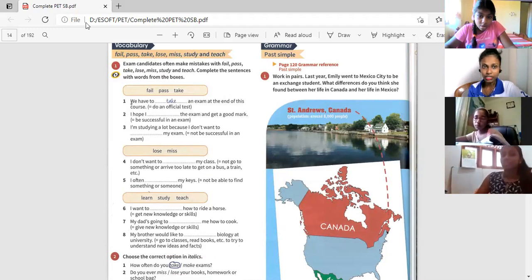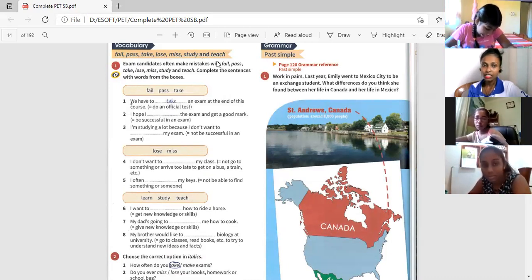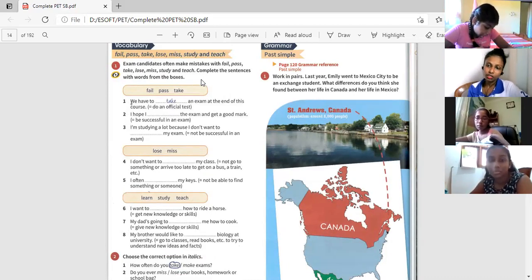The vocabulary part: fail, pass, take, lose, miss, study, and teach. What type of words are these? With what type of words do we use these words? That is the problem. Exam candidates often make mistakes with fail, pass, take, lose, miss, study, and teach. Complete the sentences with words from the boxes.